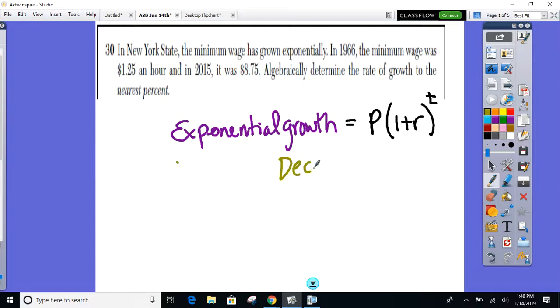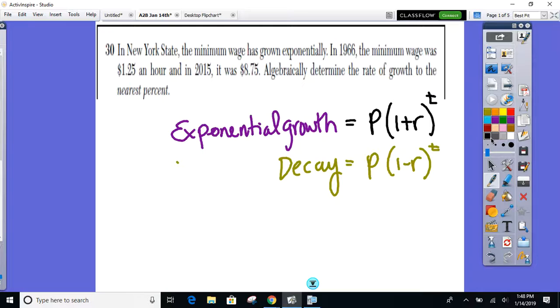If you know that one, you're going to know decay. Exponential decay. Guess what's the only part of this I'm going to change? It's going to be 1 minus the rate, to the T. All right, so there you go.